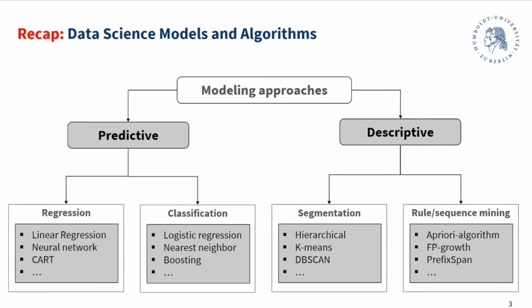So today we look at the left branch here in this picture, and we see that predictive models come mainly in two flavors: regression and classification models. So how these are to be distinguished, that is an important topic for today.